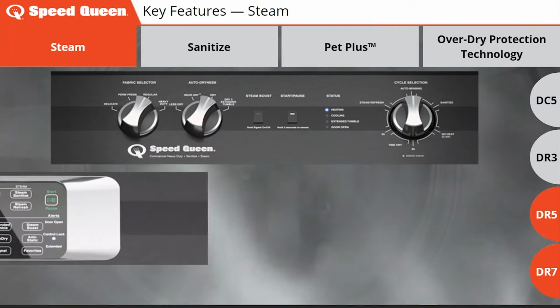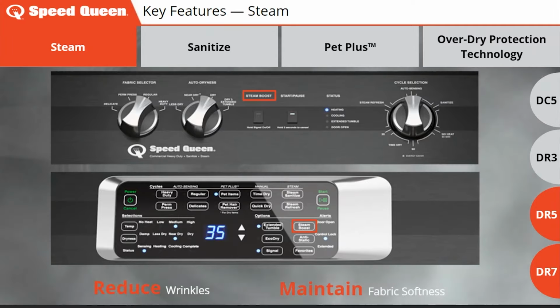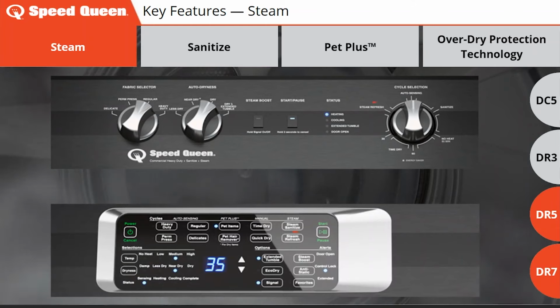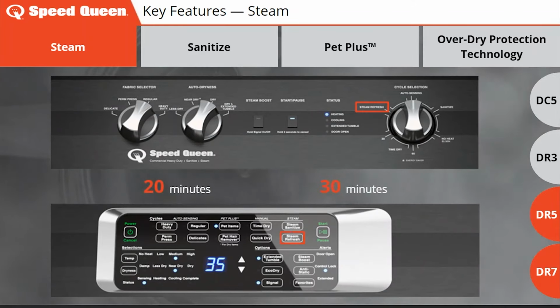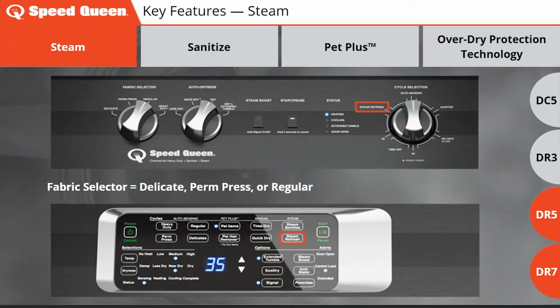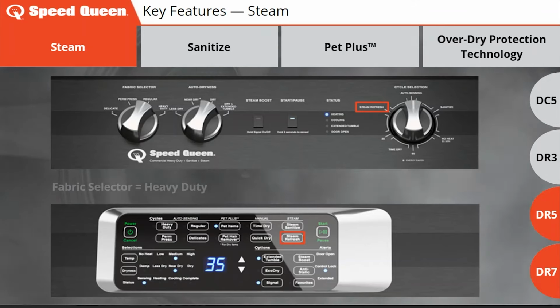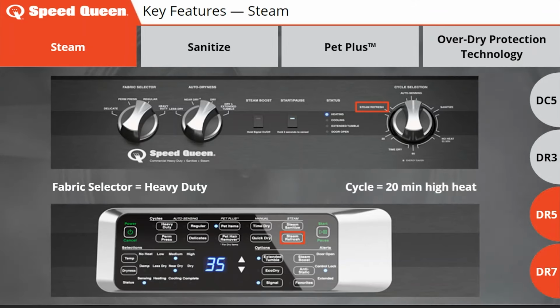The DR5 and DR7 feature a steam boost option to reduce wrinkles and maintain fabric softness. The DR5 and DR7 also feature a steam refresh cycle with 2 time options of 20 minutes and 30 minutes. The time is determined by temperature selected by the user. On the DR5, if the fabric selector is set to delicate, perm press, or regular, the cycle is a 30-minute medium heat cycle. If the fabric selector is set to heavy duty, it's a 20-minute high heat cycle.